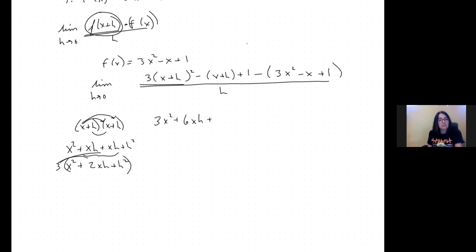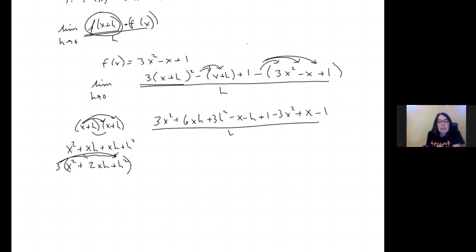3h squared. Okay, we're going to distribute this negative, plus 1, and then we will distribute this negative to all 3 terms here, which changes their signs. And now when you start at the back, all of these f of x terms will cancel. If they don't cancel, we did it wrong. Minus 1 plus 1 plus x minus 3x squared plus 3x squared.